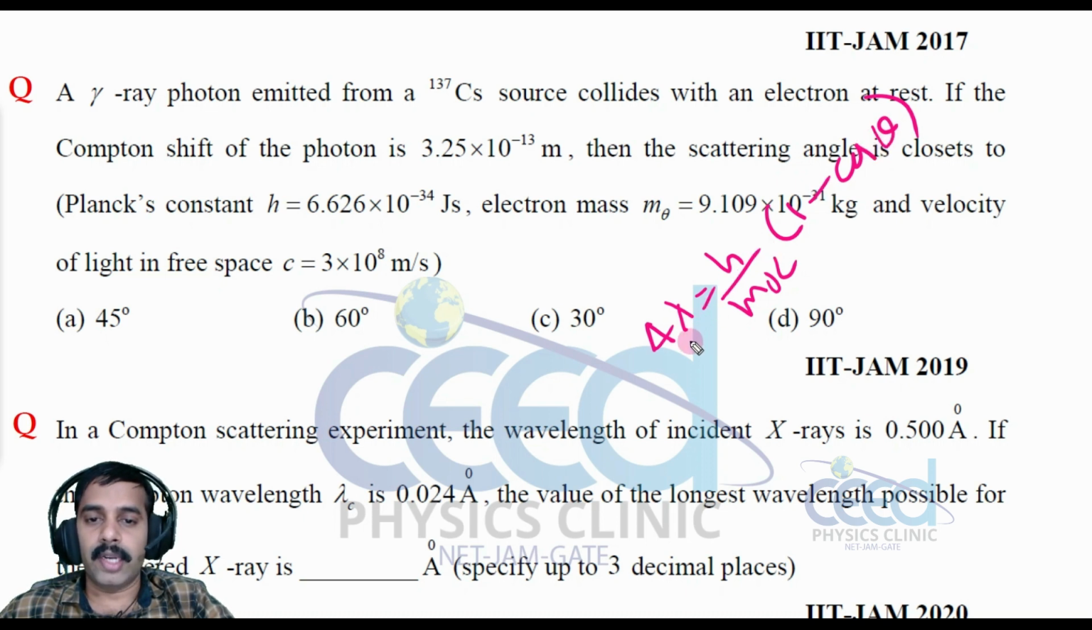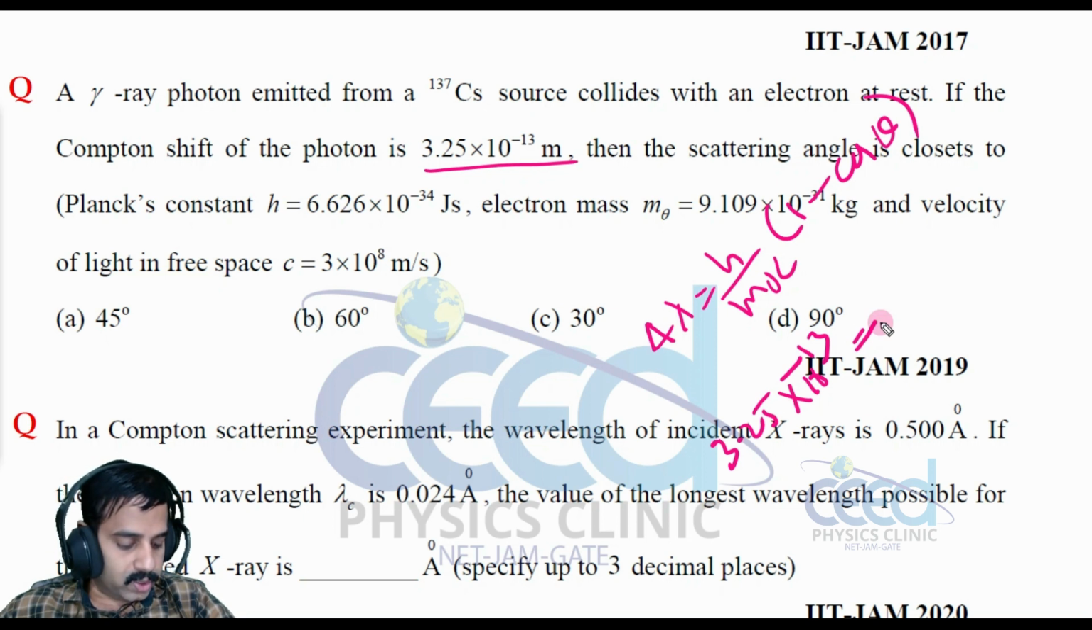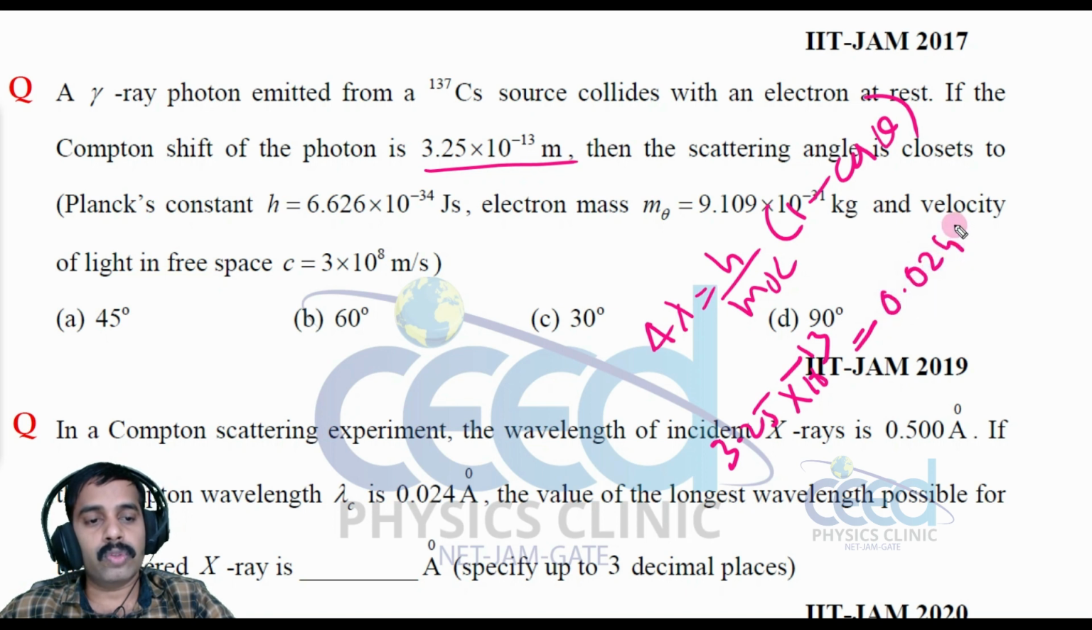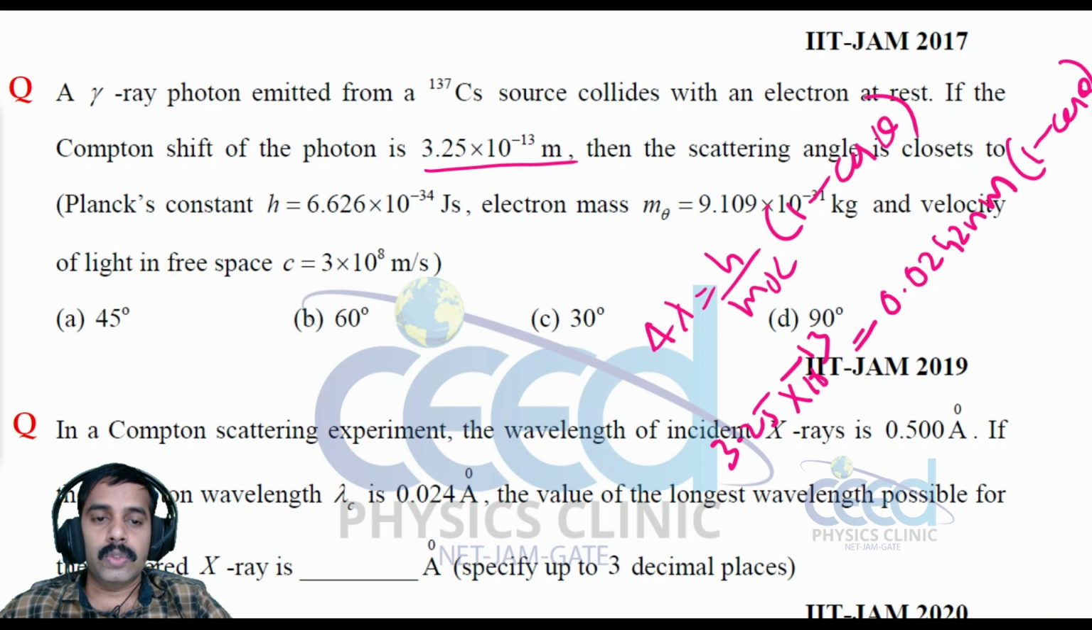Everything is given. Delta lambda, the Compton shift, is given as 3.25 × 10^-13, and h by m0 c is the Compton wavelength. So you can substitute that value there. The h by m0 c value is 0.0242 nanometer, into 1 minus cos theta. Then you can solve for this theta. We need to solve for theta only, so you can substitute and solve.